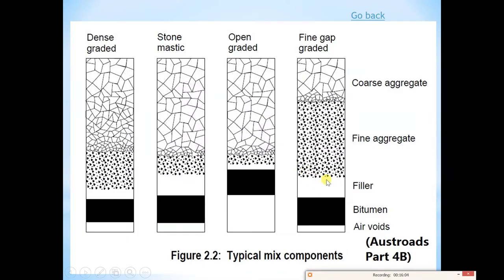Okay, let's look at the other diagram. This is the typical mix component: the dense graded asphalt, the stone mastic asphalt, open graded asphalt, and fine gap graded asphalt. So there are different components inside the asphalt. Each type of asphalt will have the coarse aggregate, and then they have fine aggregates, the filler, the bitumen or binder, and avoid. Okay, later on we see a slide showing roughly the percentage of each of those.